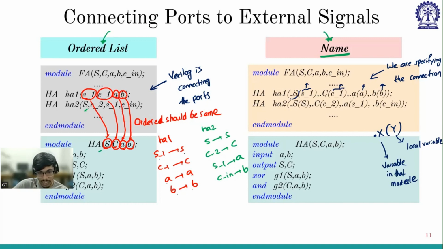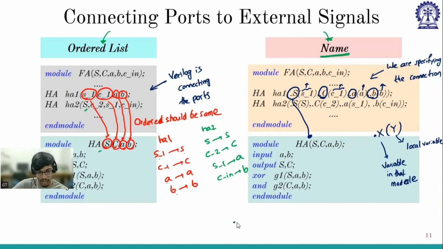So whatever we are writing, dot S, dot C, dot A, dot B, those are in the half adder. So I am telling that S1 in this code is S in this code. C1 in this code is capital C in this code. A in this code is A in this code. B in this code is B in this code. Similarly, here S to S mapping, C to C. Now say here they have written dot S of S1 comma dot C of C1.